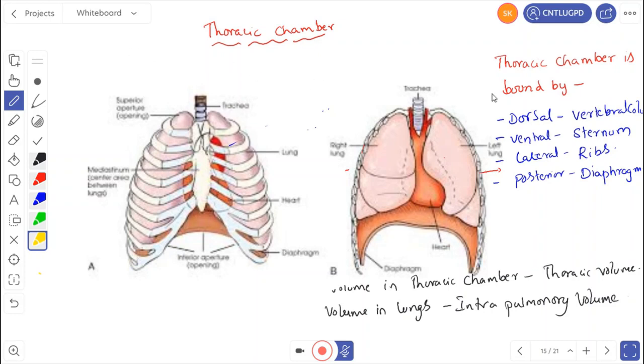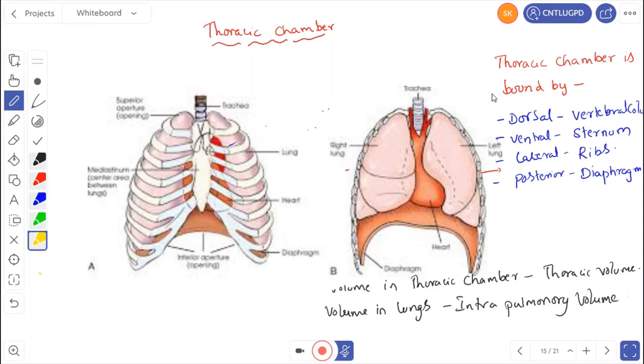Good morning, dear students. We are continuing the topic breathing and exchange of gases. In that, the thoracic chamber. How is the thoracic chamber formed?